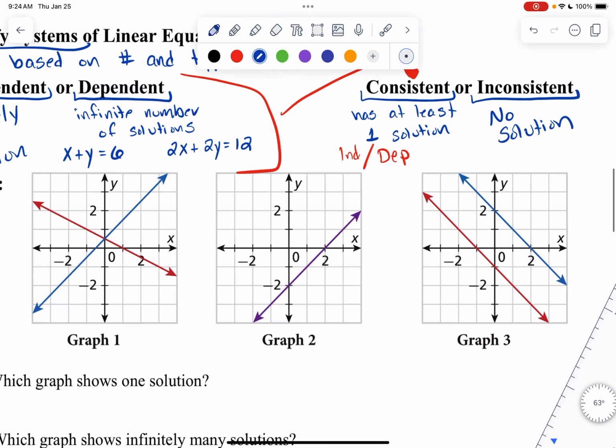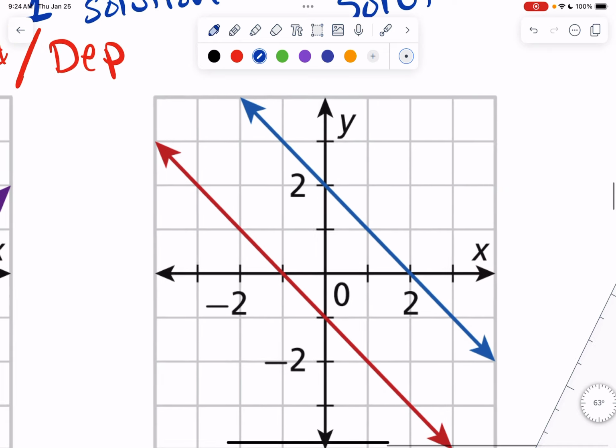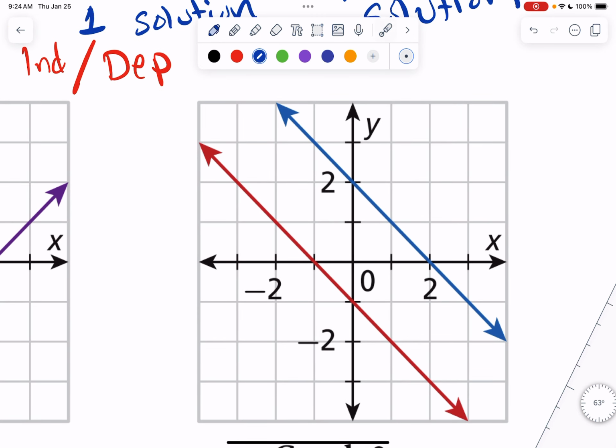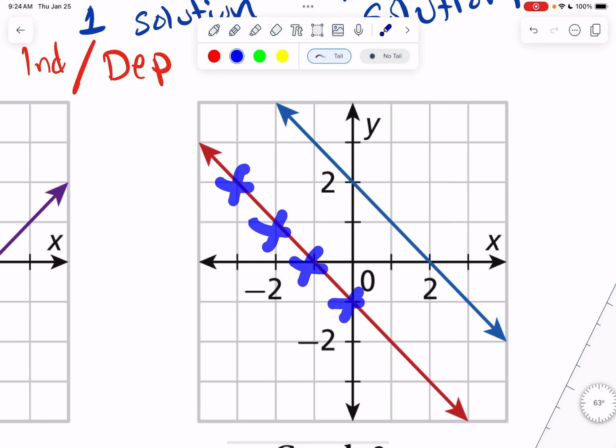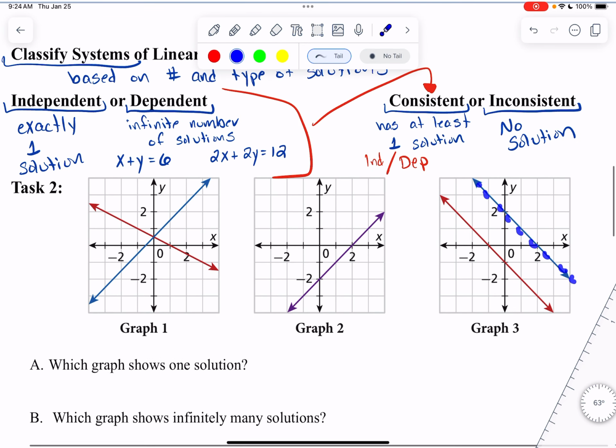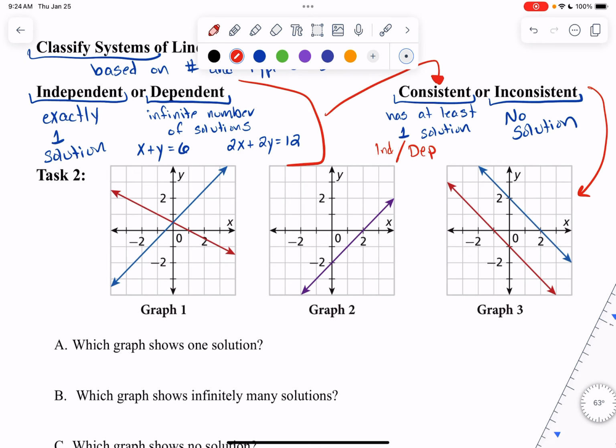A no solution one would be one like this one. There is no point on this red line that is also on this blue line. There's no point. Every ordered pair over here, every single point on this line, none of those points will be on this line also. So that graph 3 is what we call an inconsistent system. This one right here, that's what inconsistent systems look like.